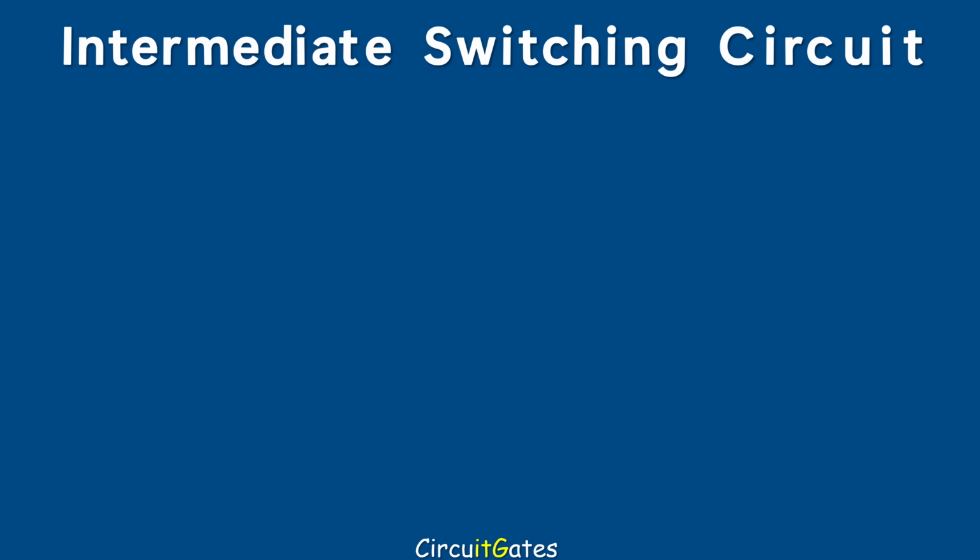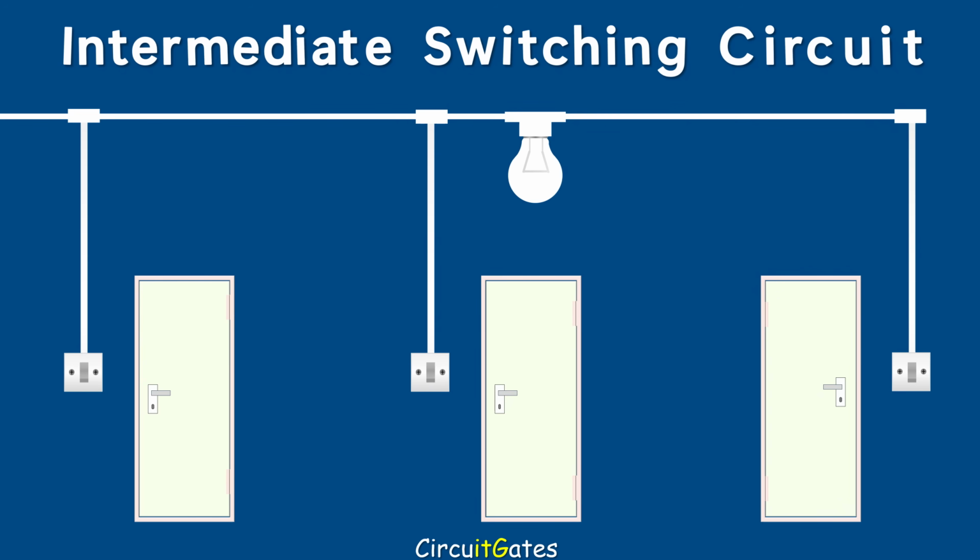Let's look at the third light switching circuit called the intermediate switching circuit. An intermediate switching circuit is a light switching circuit in which a lamp or lamps are controlled from three or more different locations. This type of light switching circuit is used to control lamps in places such as long corridors, stairways, and rooms with more than two entrances.